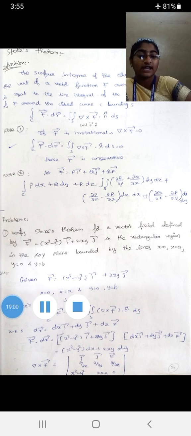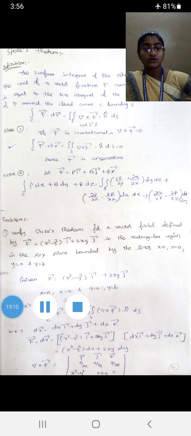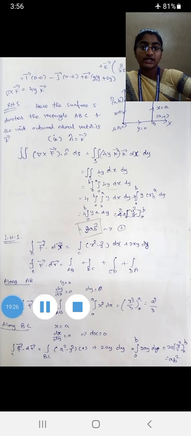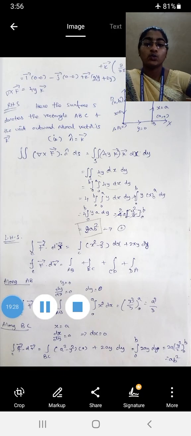Now for our right hand side formula, we have to multiply del cross f vector, that is nothing but the determinant with i vector, j vector, k vector. Our second row is ∂/∂x, ∂/∂y, ∂/∂z, and our third row is f1, f2, f3. So the value of f1 is x square minus y square, the value of f2 is 2xy, and there is no f3 value. So now we have to expand this determinant. We get 4y k vector. Thus we find the value of del cross f vector as 4y k vector.